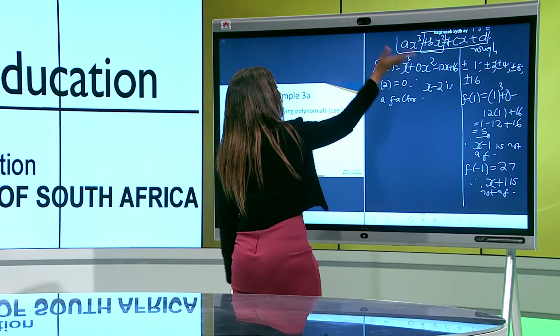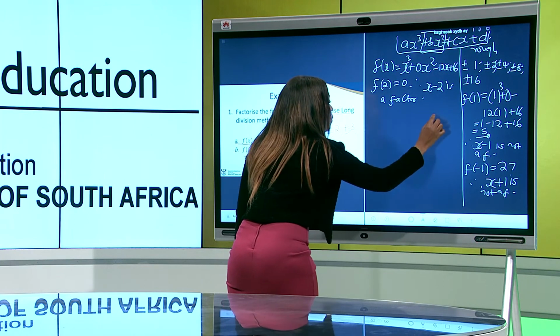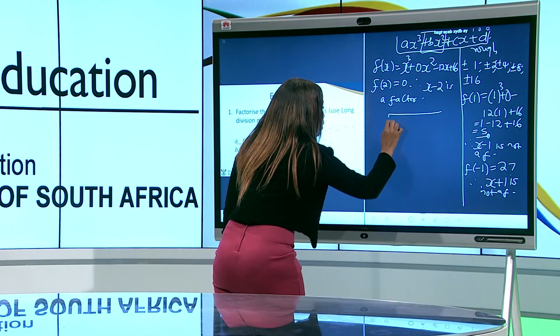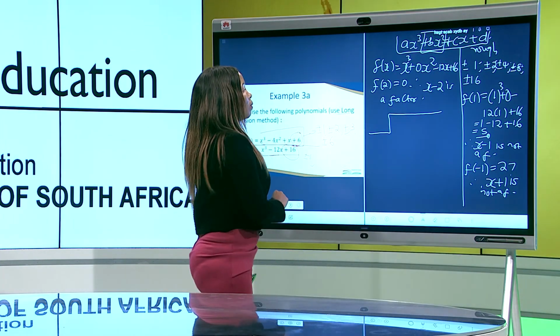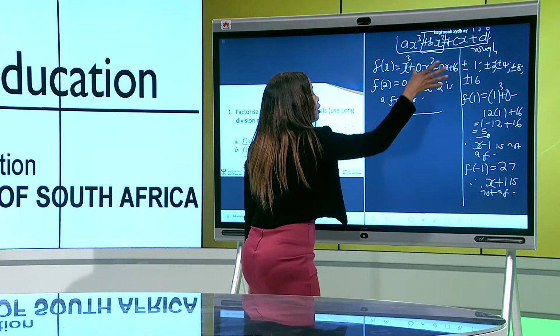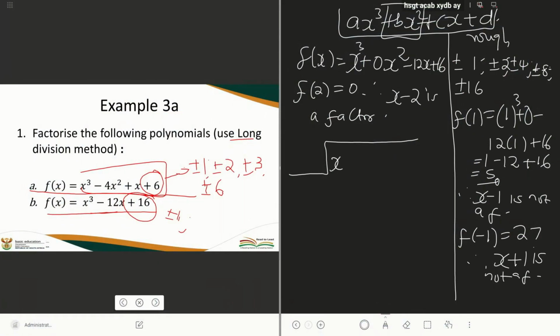So I'm done with the factor theorem. Now I must apply the method now. Any method that I can use here, my long division method. You write in the given function as it is. Remember the missing terms. You need to include in the missing terms. So x cubed plus 0x squared minus 12x plus 16. Don't forget your divisor. Your divisor is now x minus 2.